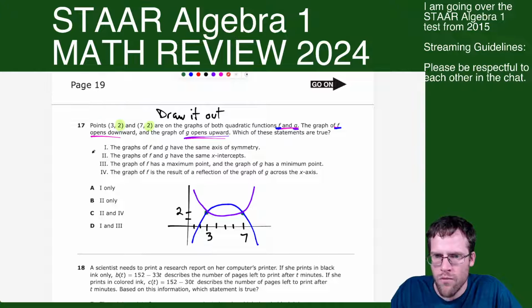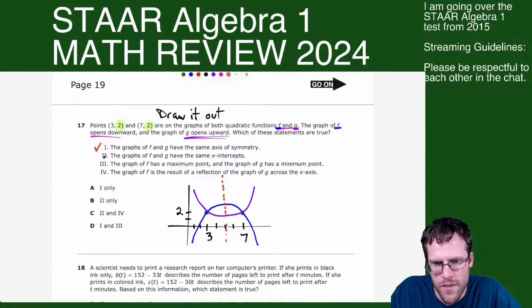So let's think about Roman numeral 1. The graphs of f and g have the same axis of symmetry. That one is true. See, this line will cut both of those parabolas in half. So 1 is good. The graphs of f and g have the same x-intercepts. No, they don't. You can see the blue one crosses here. The purple one, the way I drew it, doesn't cross at all. So yeah, this one, not necessarily true.